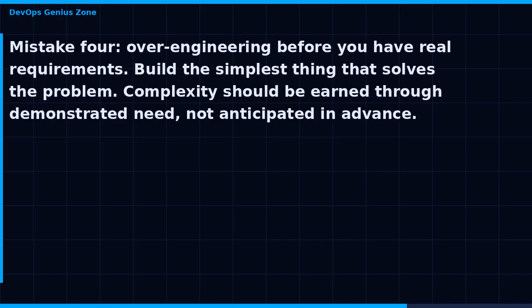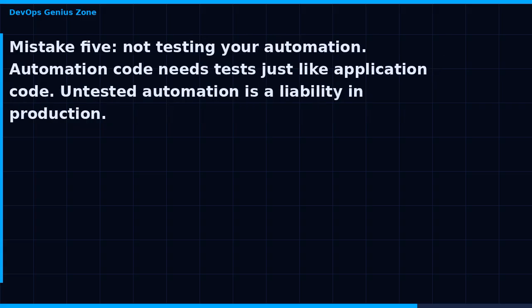Mistake 4: Over-engineering before you have real requirements. Build the simplest thing that solves the problem. Complexity should be earned through demonstrated need, not anticipated in advance. Mistake 5: Not testing your automation. Automation code needs tests just like application code. Untested automation is a liability in production.